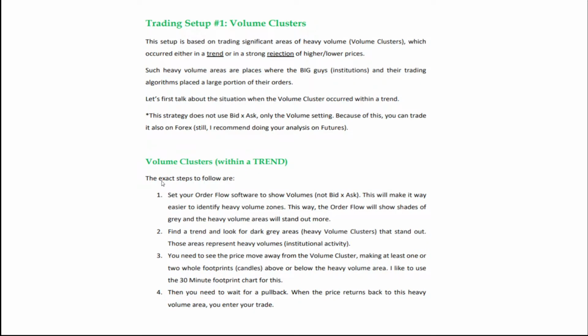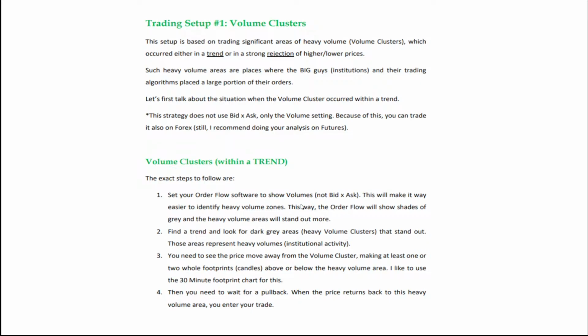So volume clusters within a trend. This is going to be very useful for a lot of people because when you have trend days, for people like myself that are reversal traders, it can be really hard to find an entry for trades, or even days where we're just running or selling off. It can be very hard on those pullbacks to figure out where to enter into trades.